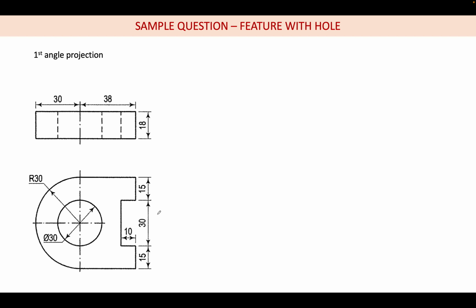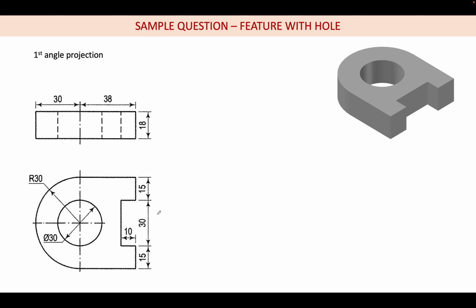Okay, so last question. This is a feature with a hole. So as usual, first this is the visualization. So how to draw this in ISO? First we have to evaluate the total dimensions. So this is 30 plus 15 plus 50.